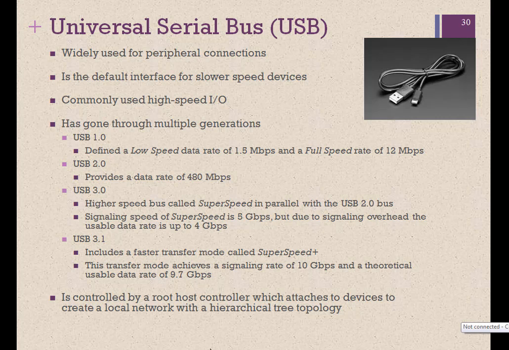There are some examples of peripheral devices. USB, Universal Serial Bus, is widely used for peripheral connections. It is the default interface for slow-speed devices, and is commonly used for high-speed IO. Its versions are USB 1.0, 2.0, 3.0, 3.1. What is the difference? It is a difference of speed rates. For copying or moving data, if the version is changed, the speed will vary, as mentioned in this slide.